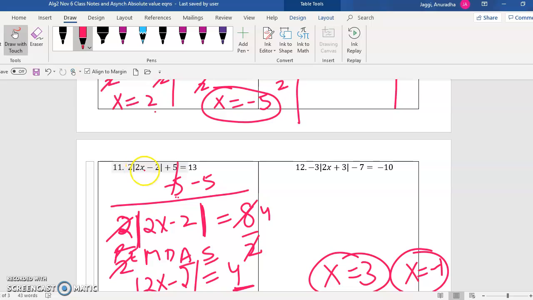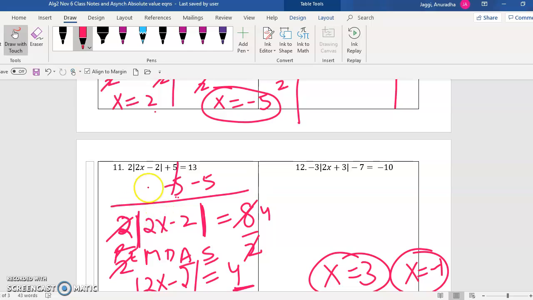So what did we get? 2 times 3 is a 6. 6 minus 2 is a 4. Absolute value of 4 is 4. 4 times 2 is an 8. 8 plus 5 is 13. Similarly, if you put negative 1 instead of x, 2 times negative 1 is a negative 2. Negative 2 minus 2 is a negative 4. Absolute value of a negative 4 is a positive 4. 4 times 2 is an 8 and 8 plus 5 is a 13. Again, both your answers are right.